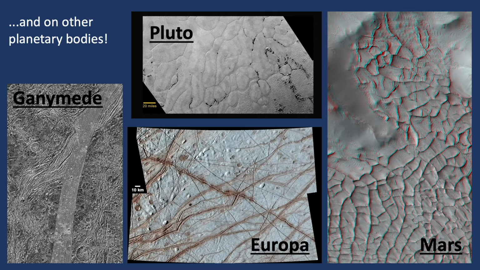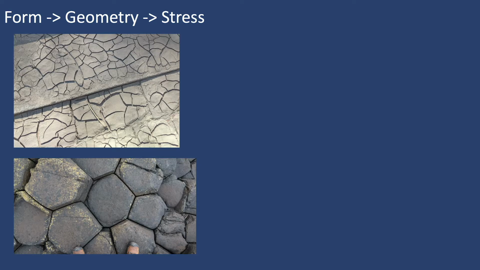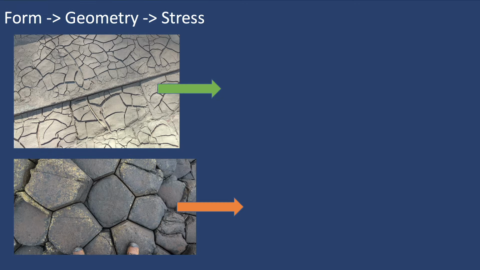So, how can we take these images and use them to understand the processes occurring on the surfaces here? It's actually simpler than you think. There are only two ways in which regular polygons can perfectly tessellate to fill space without creating any gaps. And that is with squares or with hexagons.